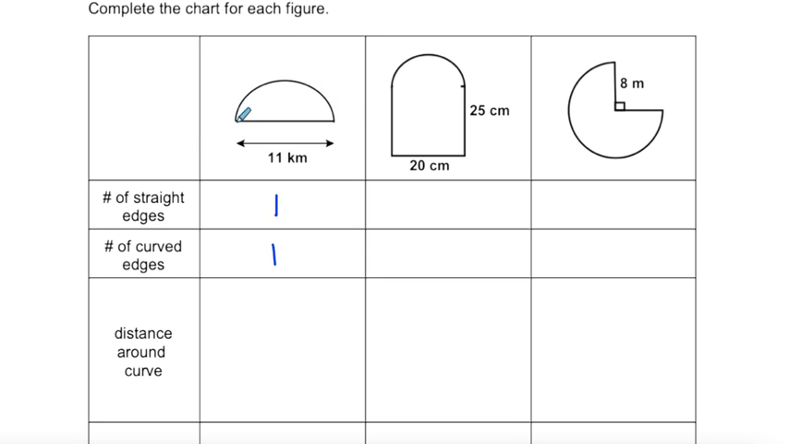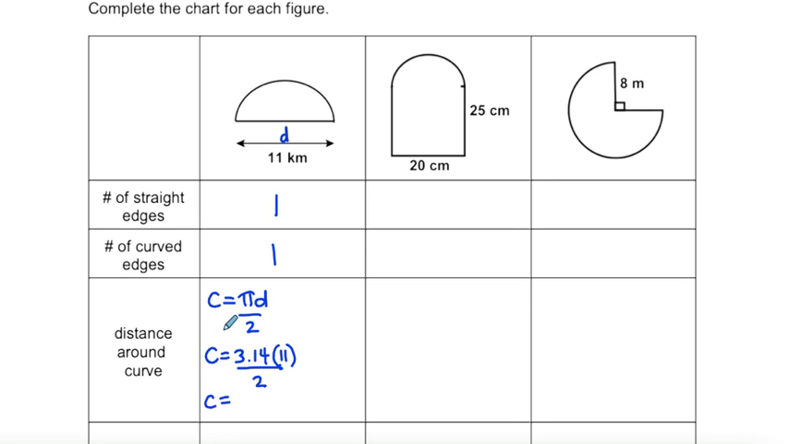Now this is only half of a circle. So when I'm calculating the distance around my circle, I need to make sure that I divide my circumference in half. I know the diameter of my circle is 11 kilometers. So I'm going to use the version of my circumference that uses the diameter, but I have to divide it by 2 because this is only half of a circle. So the circumference, I'm going to use 3.14, is 3.14 times 11 divided by 2.